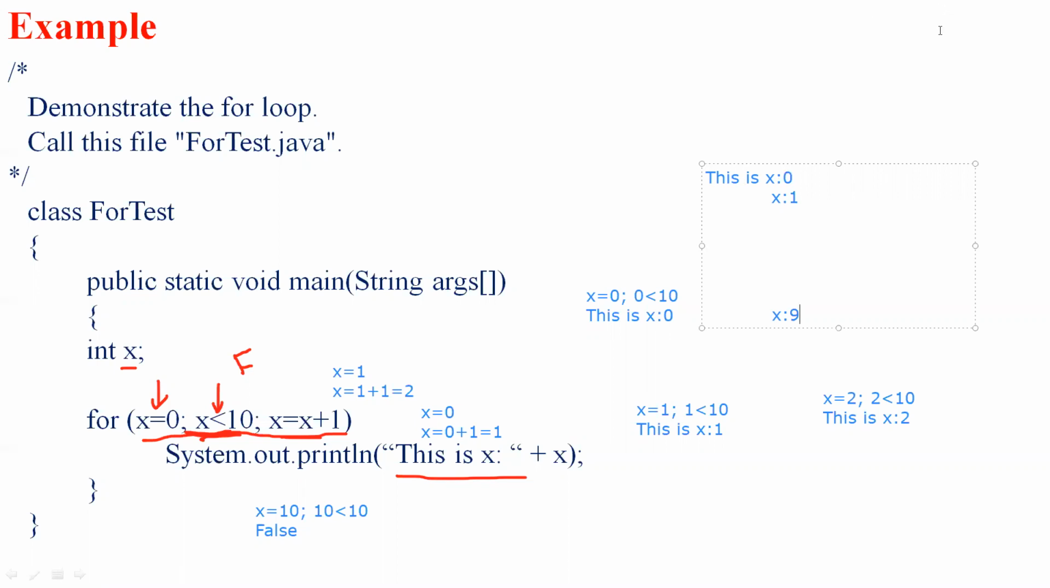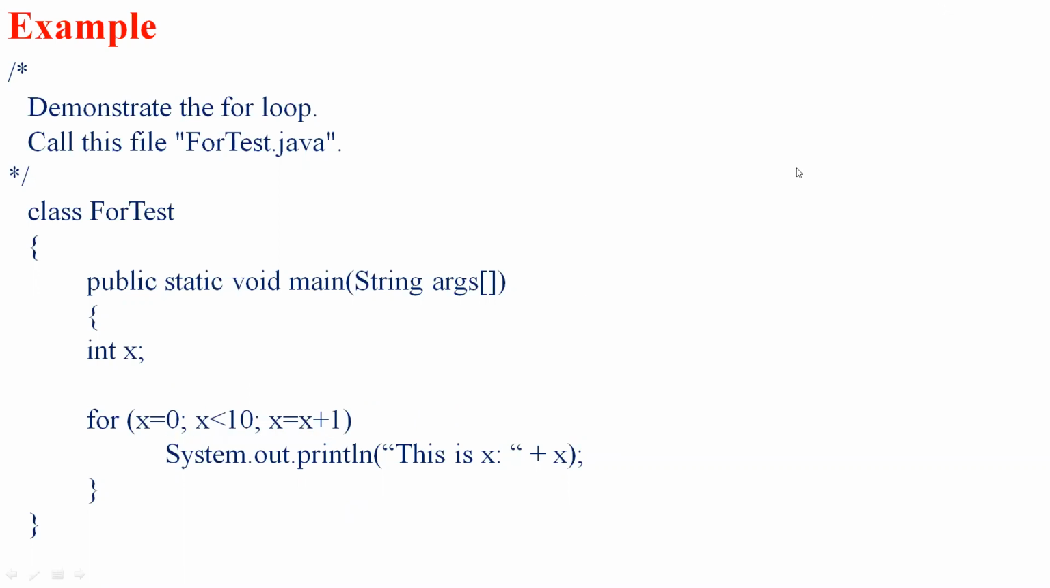So this is how the for loop works in the control statements of Java programming.